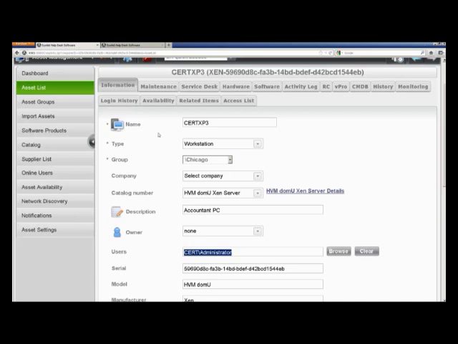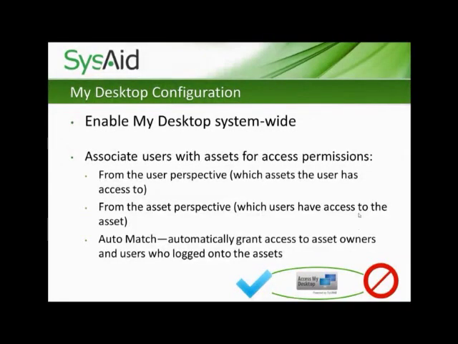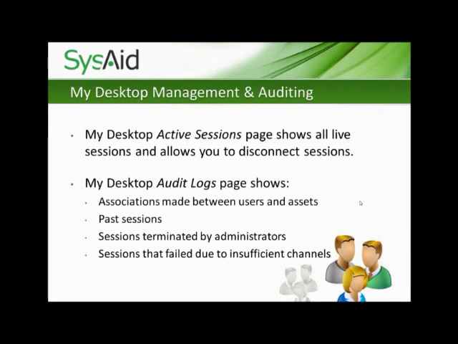Okay, let's proceed and talk a little bit about management of the My Desktop module and auditing. So first of all, we have 2 pages basically. One is active sessions, which lists all the currently live sessions, and it also allows you to choose some of them and disconnect them. So you can choose a session. You can see a session that's been taking place for a very long time, and you want to disconnect it to free up the license. You can just select that session and disconnect it.